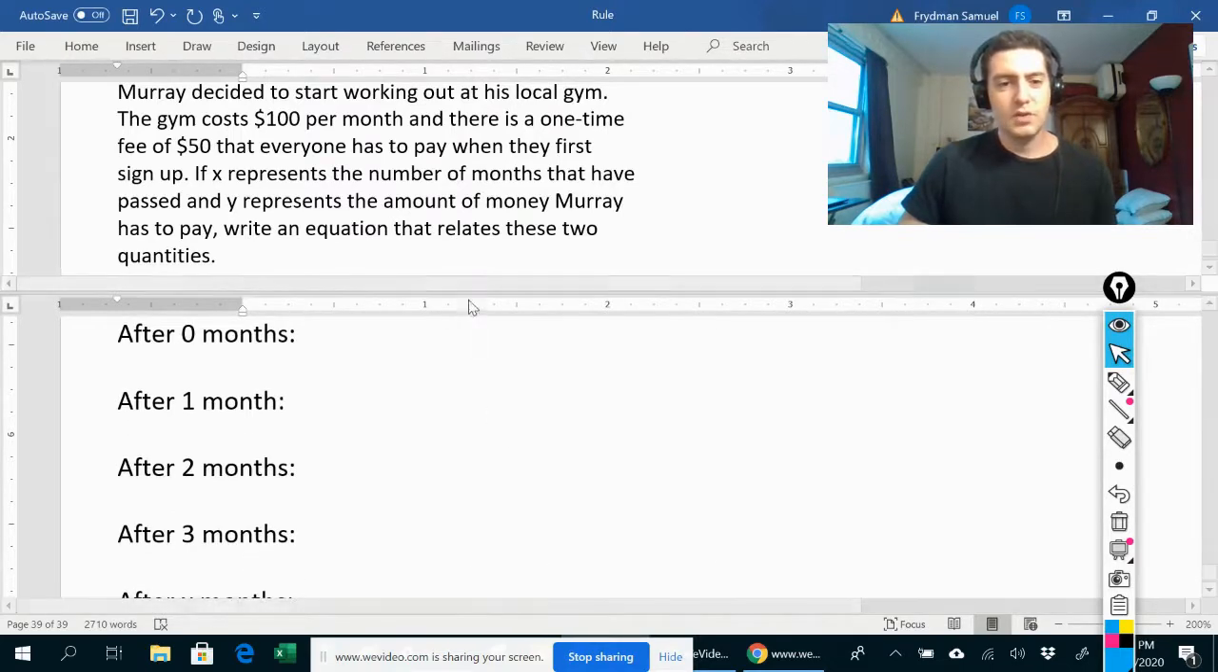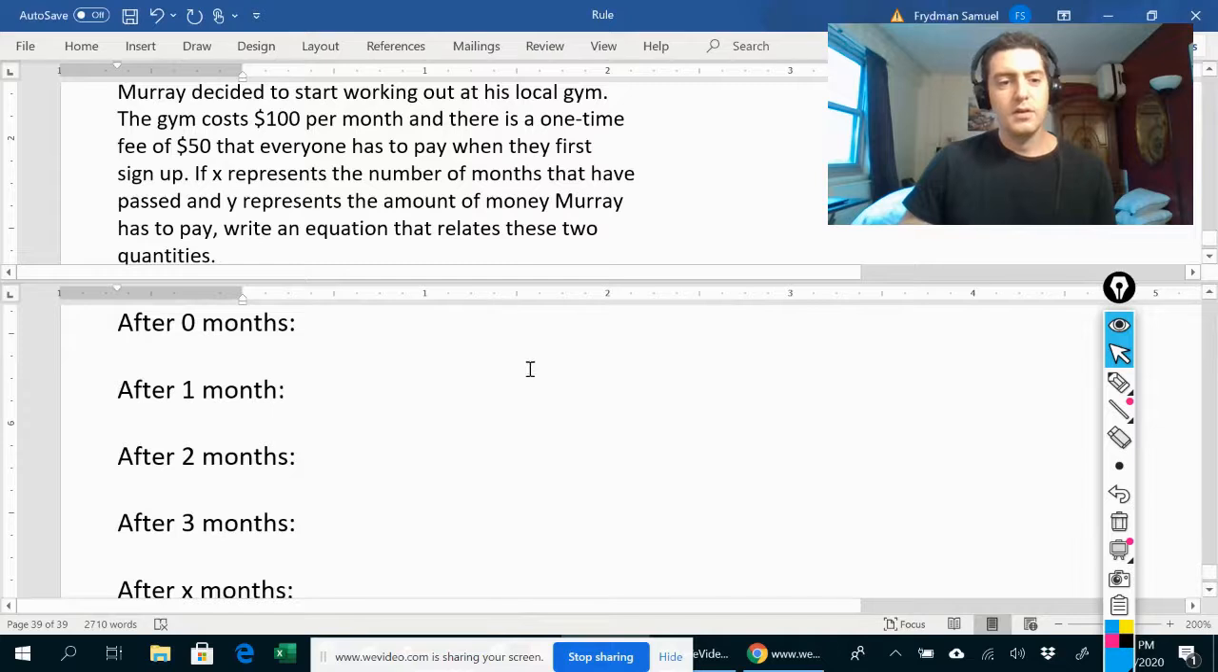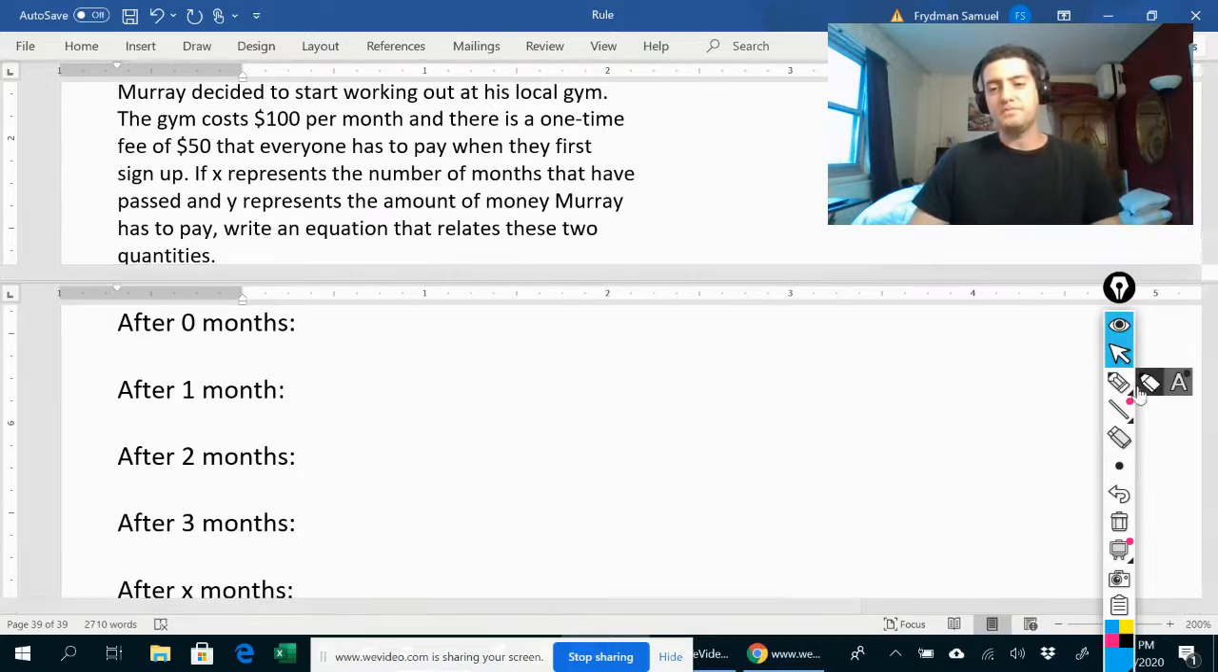We're going to do the same sort of thing here. So Murray decided to start working out at his local gym. The gym costs $100 per month, and there is a one-time fee of $50 that everyone has to pay when they first sign up. If X represents the number of months that have passed, and Y represents the amount of money Murray has to pay, write an equation that relates these two quantities.